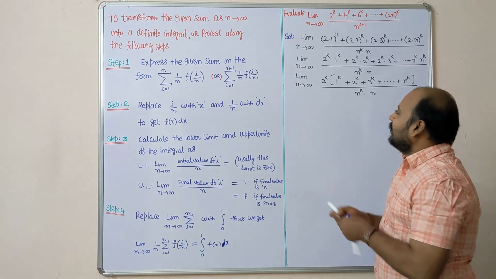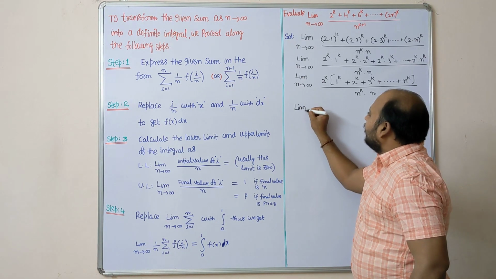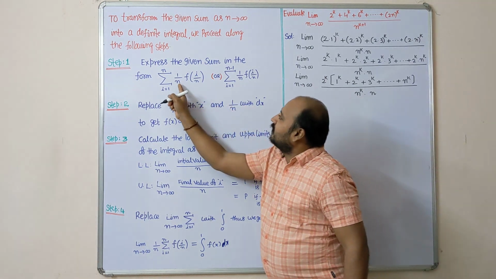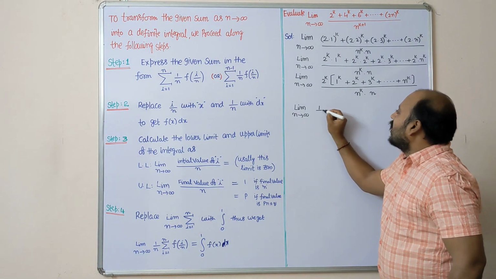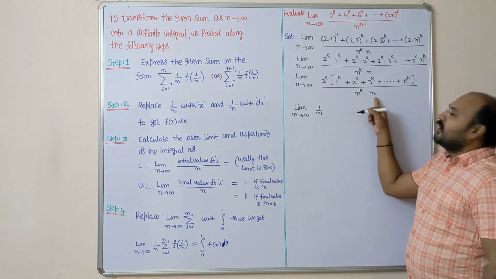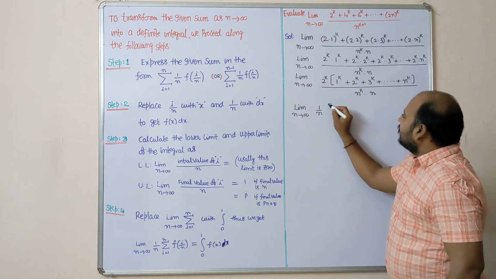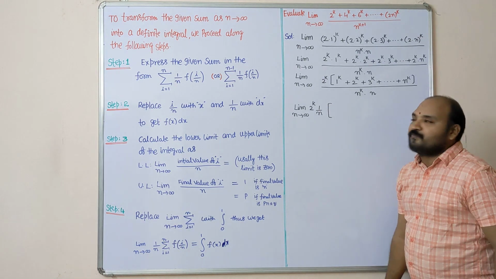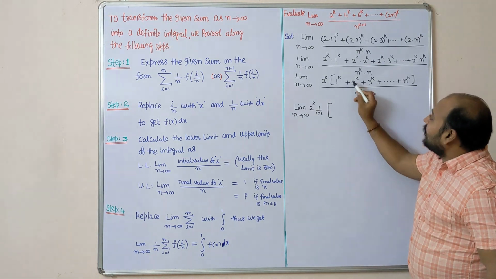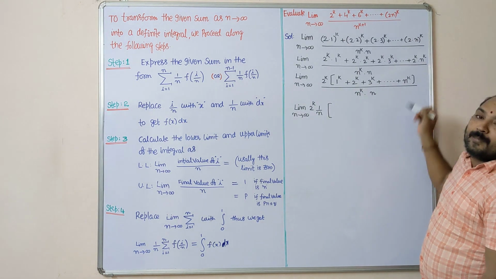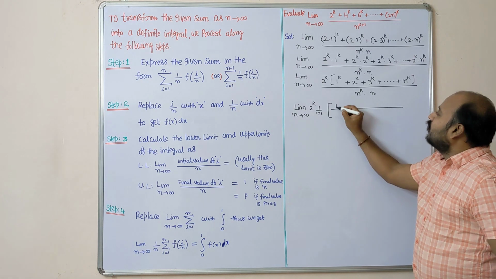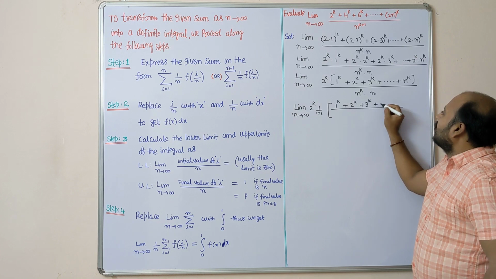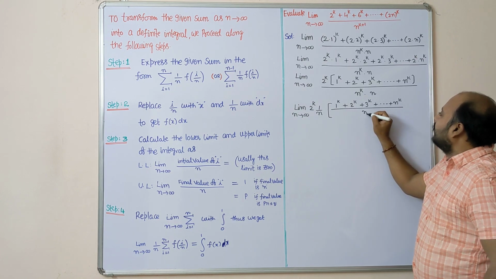So observe carefully. Limit n tends to infinity, 1 by n. I want to write 1 by n also separate. 1 by n is there here. The remaining, even 2^k is also there. The 2^k you write it separately. Here 1^k plus 2^k plus 3^k and so on n^k. Observe carefully, 1 by 1^k plus 2^k plus 3^k plus and so on plus n^k by n^k.